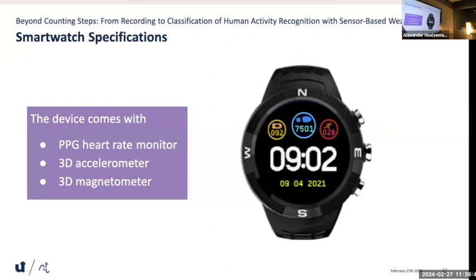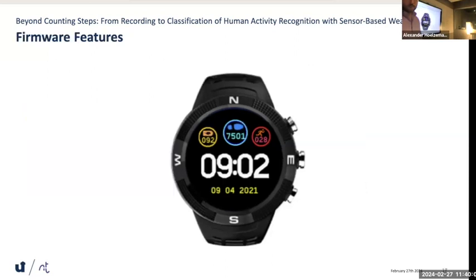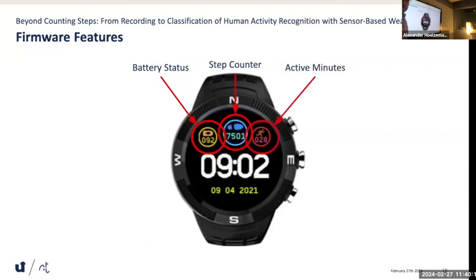This device comes with a PPG heart rate monitor, a 3D accelerometer, and a 3D magnetometer. As you can see, the gyroscope is missing, so this is not a full IMU. If we had all these 3 sensors, we would call it a full IMU. The interface includes some quality of life features, let's call it: battery status, you can see the date, you can see the time of the day. Plus, we have a step counter, and as well a feature called active minutes.